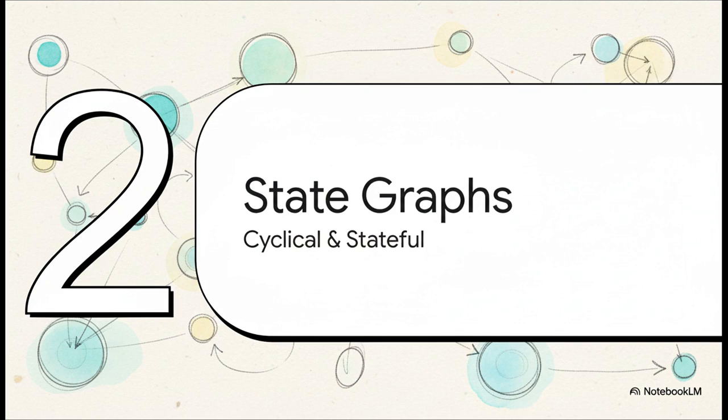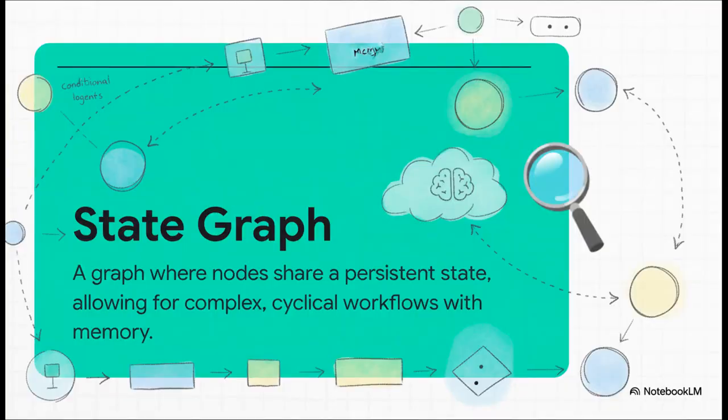Okay, so that brings us to the main event. What is a state graph, really? How does this thing actually form the foundation for the kind of cyclical, stateful computation we're talking about? So at its core, a state graph is basically a computational graph where all the nodes, all the steps, share a persistent state. It's not just a simple flowchart.